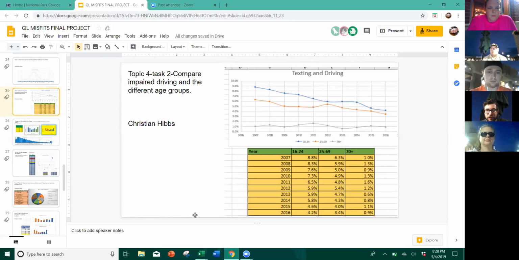The different age groups, as you can see, are 16 through 24-year-olds, 25 through 69-year-olds, and then 70-plus years. And then we also have the years going down. You can see that over the years there's been an increase in young texting and driving. So texting and driving is more of a problem for the 16 through 24 age group than it is for the 25 to 69 age group, and that has been a problem that's just been increasing as the years go on.